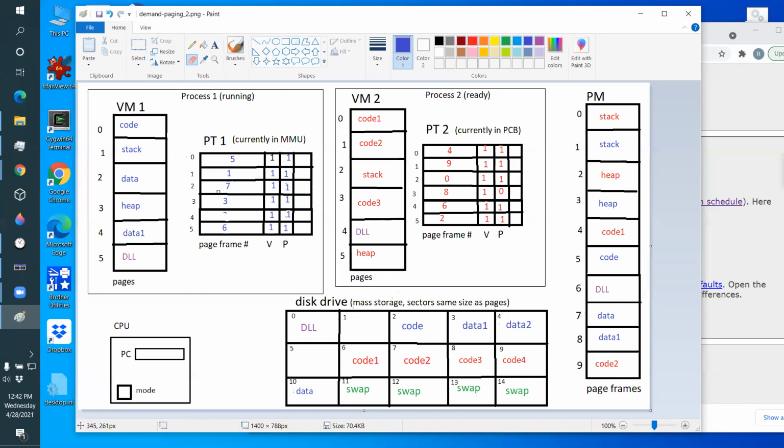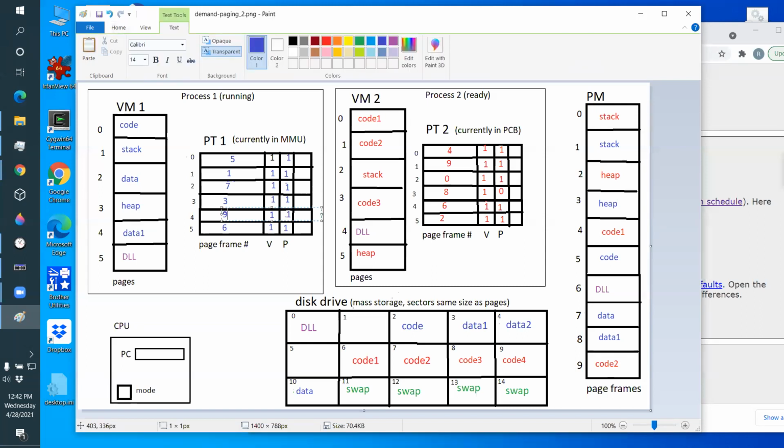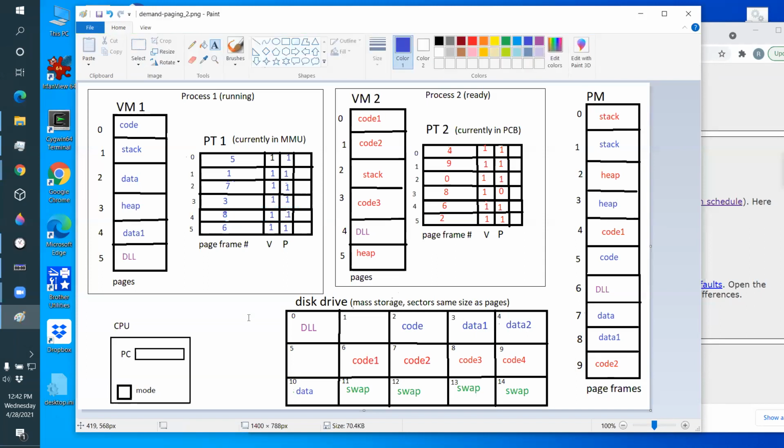Then the operating system would update the page table to say that this page went from being in sector 3 to being in page 8. Okay? So now it's in page 8. And now this program, the CPU, can continue to access that page.